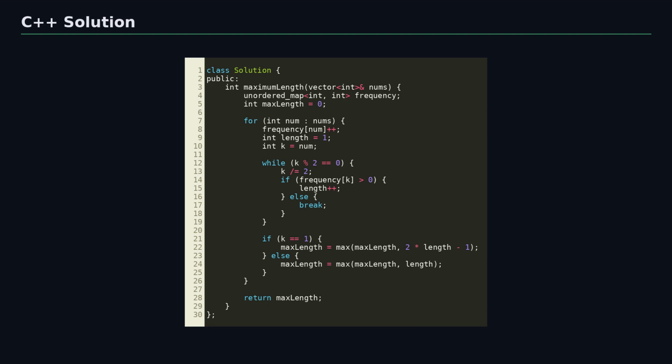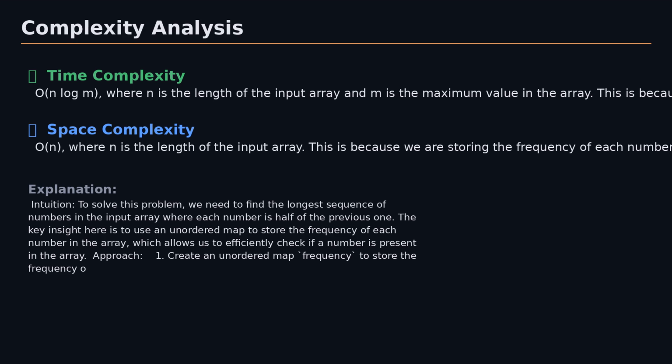Then, we start a while loop that checks if the number can be divided by 2. If it can, we divide the number by 2 and check if its half is present in the map. If it is, we increment the length of the current subset. We keep doing this until we can no longer divide the number by 2. If the final number is 1, we update the length of the subset to twice the length minus 1. Otherwise, we just use the current length. Finally, we update the max length if the current subset length is greater than the max length.